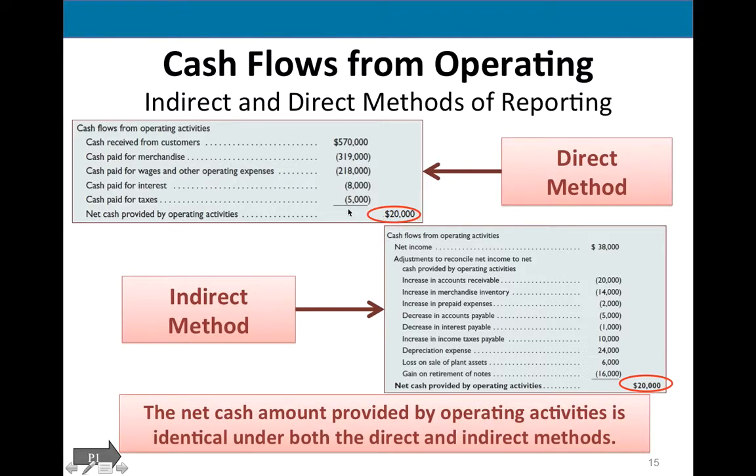Now, look at the bottom. Net cash would be the same answer. It doesn't matter which method you use. Even though GAAP suggests we use direct method, 99% of companies use indirect method because it's just easier and it has the same result. And so I will cover the indirect method only. The direct method is in the appendix.